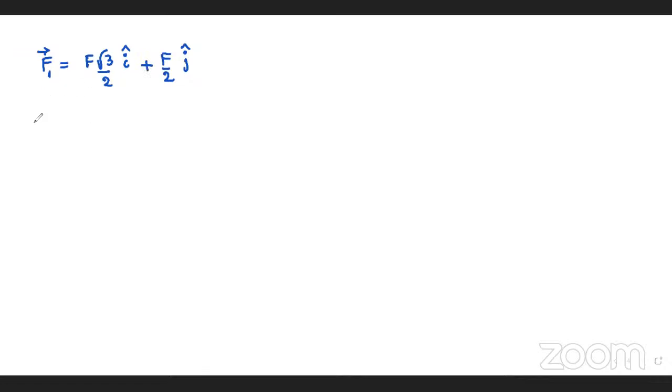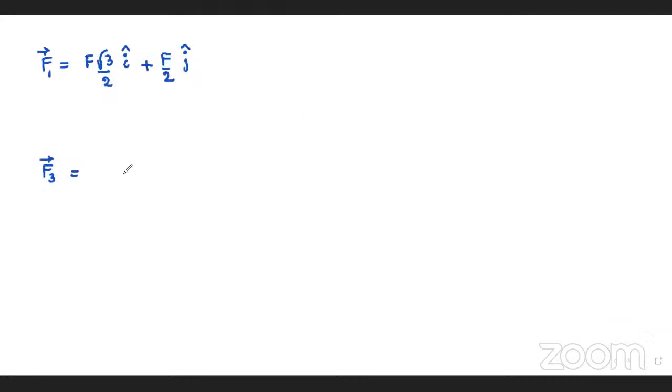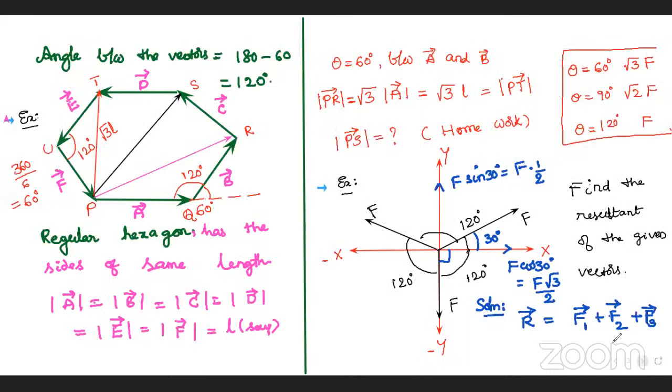This is f1 bar. F3 bar, it is very easy to say. You check there. F3 bar is exactly along negative y-axis. Its magnitude is f and it is in the direction of negative y-axis, so minus j cap. So f3 bar, I am going to write as minus f j cap. Okay, just we have to write f2.